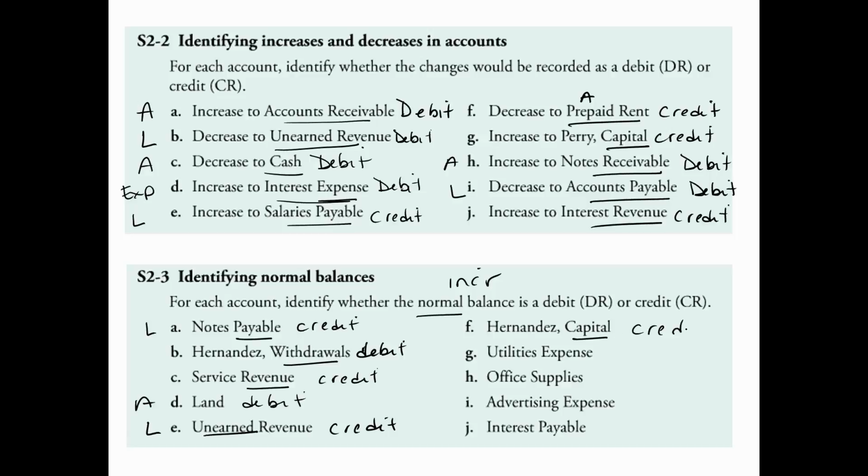Capital will always have a credit balance. Utilities expense. As soon as I see expense, I know that's going to be a debit. Office supplies is an asset, so that has a debit balance. Advertising expense, I see that word expense, I know it's a debit. And interest payable, I see payable, I know it's a liability, and that has to have a credit balance.